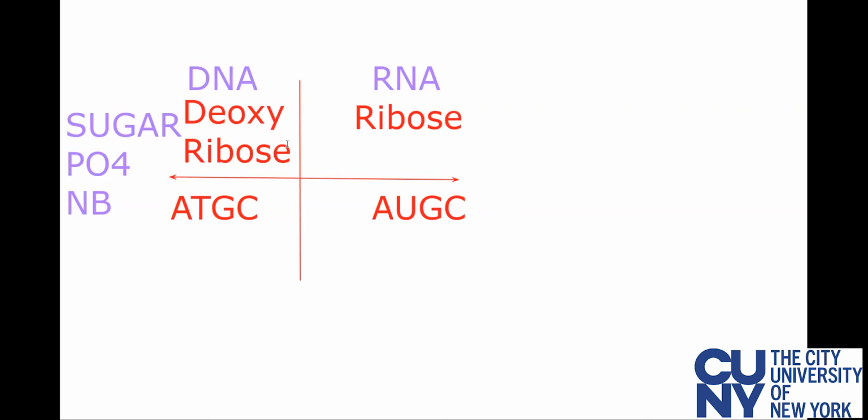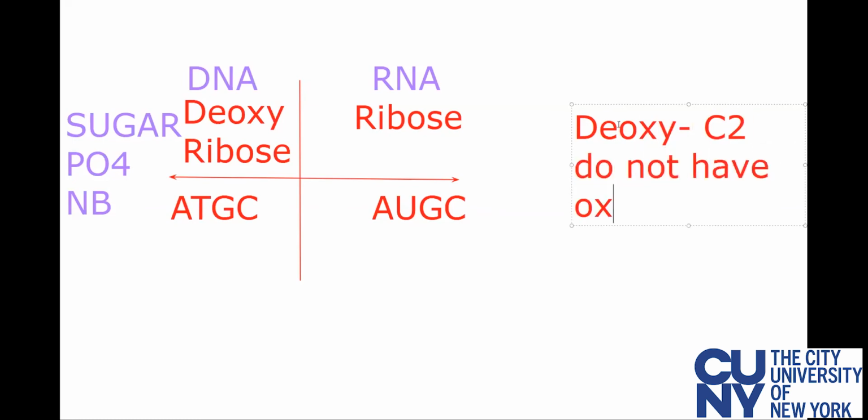Let's look at the difference between deoxyribose and ribose. So in deoxyribose, carbon number 2 do not have oxygen atom. In DNA, which is called as deoxyribonucleic acid, the ribose on the second carbon atom don't have oxygen, whereas ribose, it has oxygen.